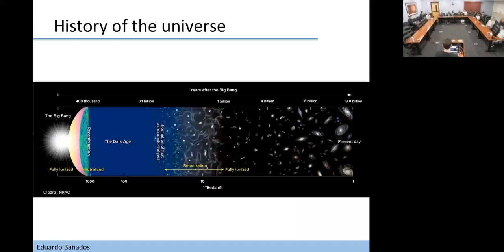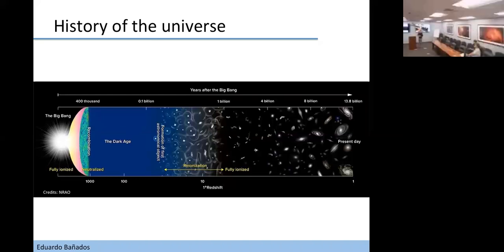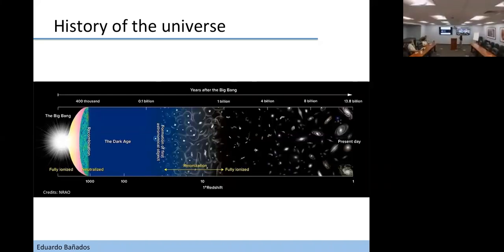So let's start with the big picture. I'm pretty sure all of you have seen a cartoon like this with the history of the universe. On the left, we have the Big Bang. Then we have the recombination, the dark ages. There were no sources of light until at some point the first stars, the first galaxies, the first quasars start to appear. They start to reionize the universe. And that happens in the first billion years of the universe. Then time goes by, and about 13.7 giga-years after is us.